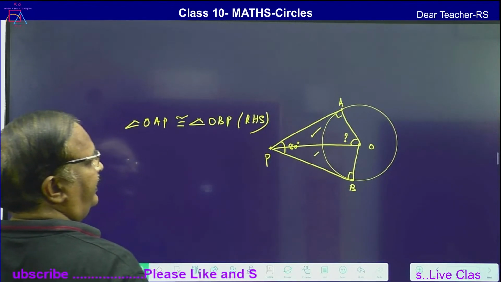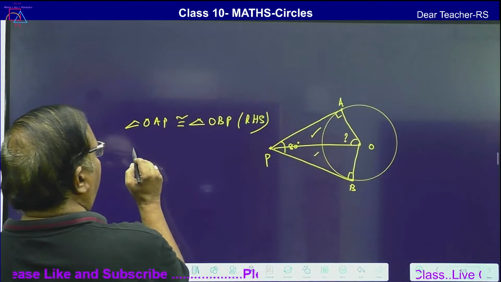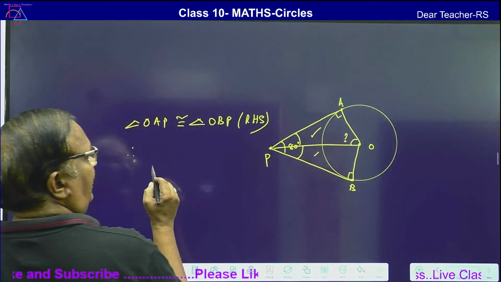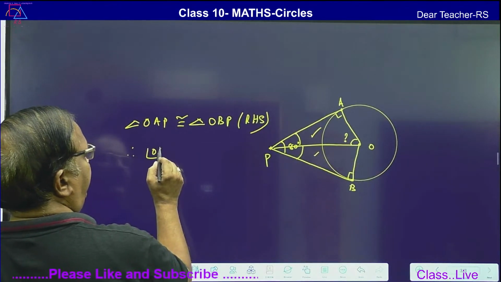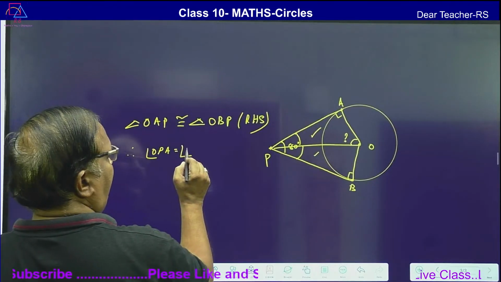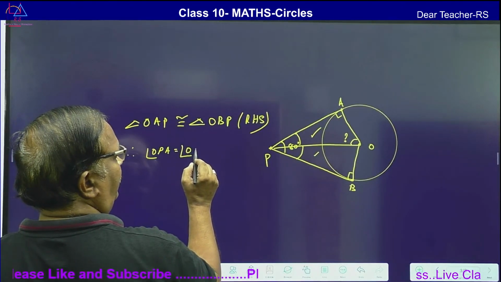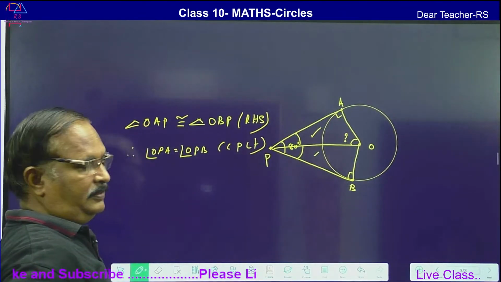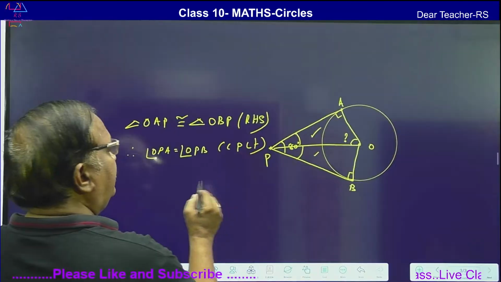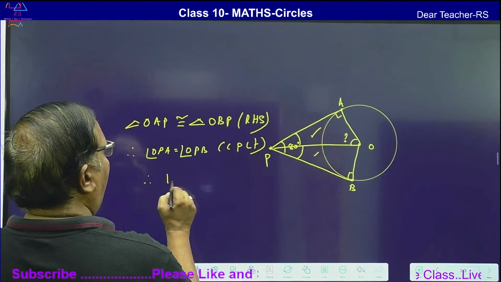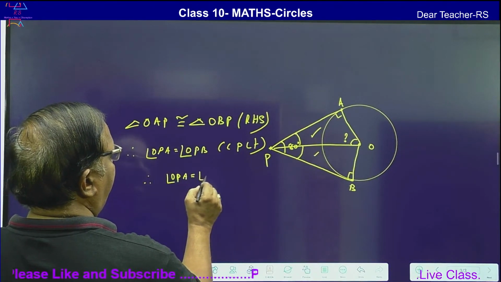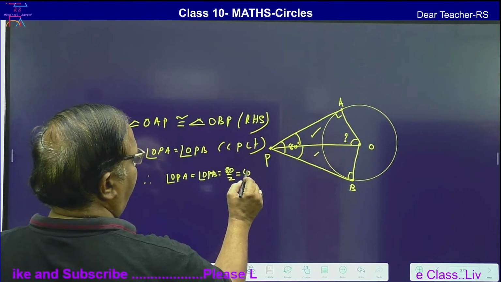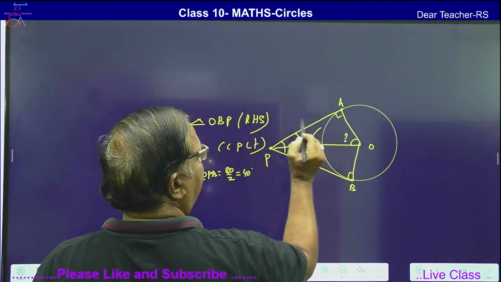So in that case, what happens? By CPCT, these two angles are equal. Angle OPA is equal to angle OPB by CPCT. Therefore, angle OPA is equal to angle OPB is equal to 80 by 2, so 40 degrees. So each one is 40 degrees.